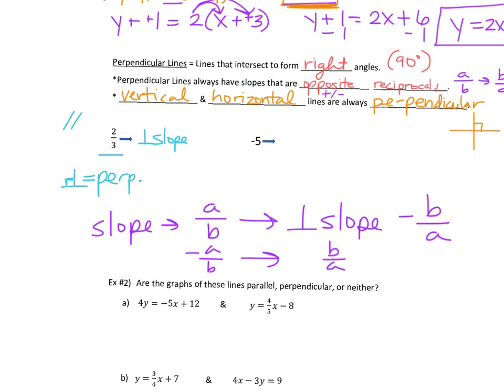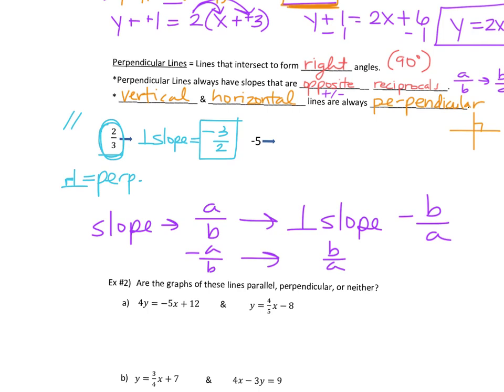They are intersecting. So if we want to find the perpendicular slope, if we started with a slope of 2/3, what's the perpendicular slope going to be? Negative 3 over 2. Okay, this one's a little bit tougher.